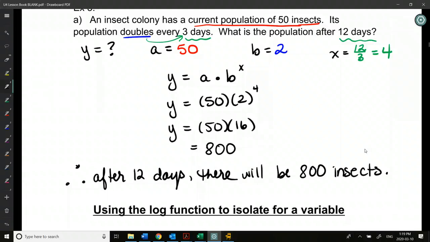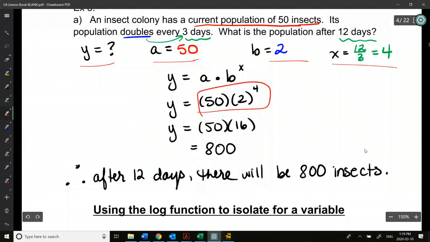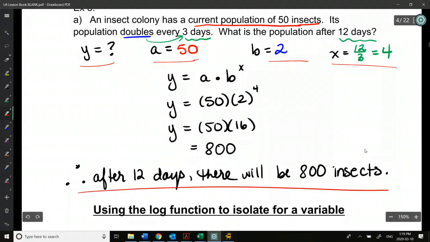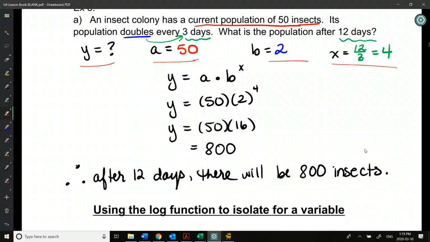So again, a couple things that you're seeing here. I'm identifying y, a, b, and x. I'm showing the substitution into the formula. I am calculating. I don't need to see this step, but calculate it. And then I'm giving a final sentence which interprets that answer. Okay? So far, so good. Any questions on this guy?